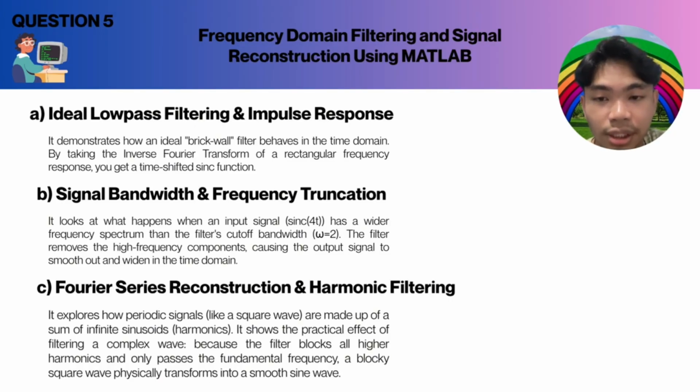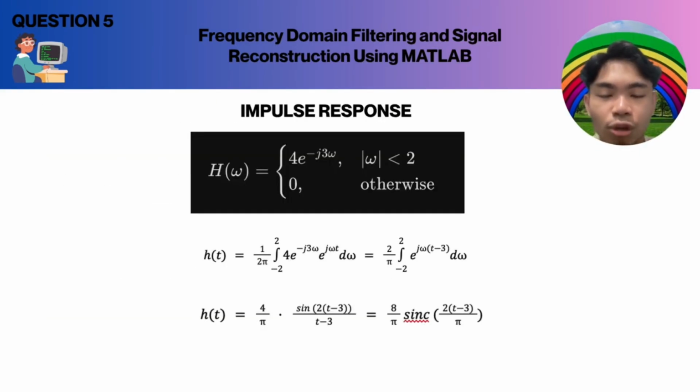As you can see, these are the 3 key parts: ideal low-pass filtering and impulse response, signal bandwidth and frequency truncation, and lastly Fourier series reconstruction and harmonic filtering. Start with our ideal low-pass filter H(omega). It has a constant gain of 4 e^(-j3 omega) within a cutoff frequency where the magnitude of omega is less than 2, and drops completely to 0 elsewhere.